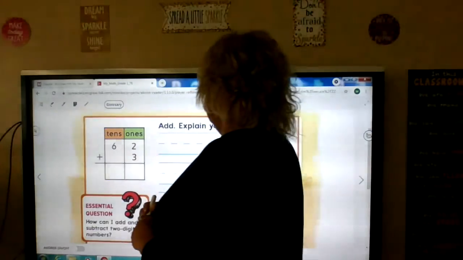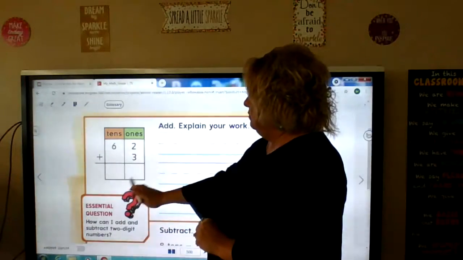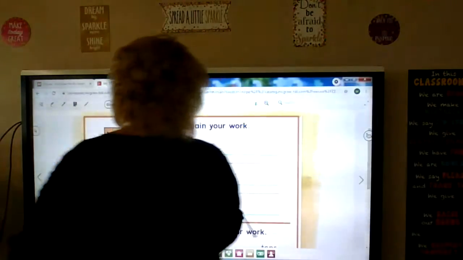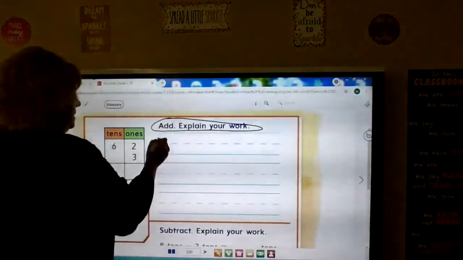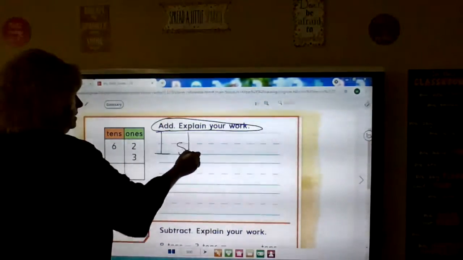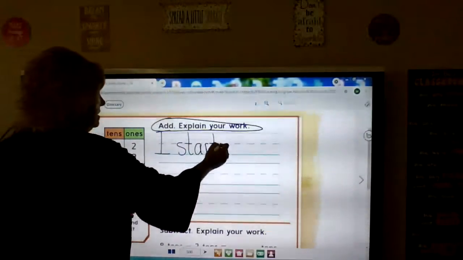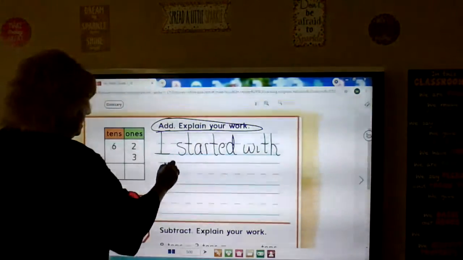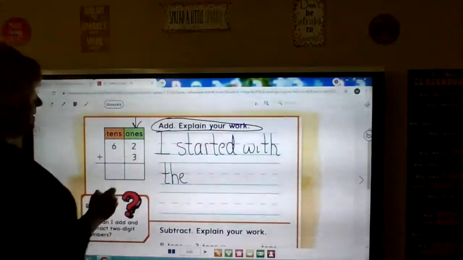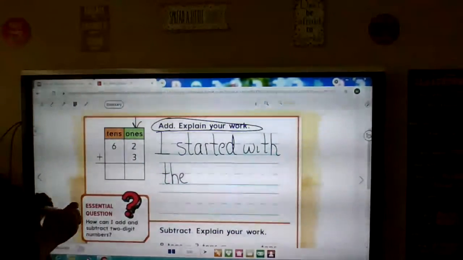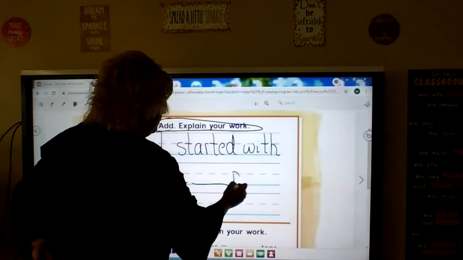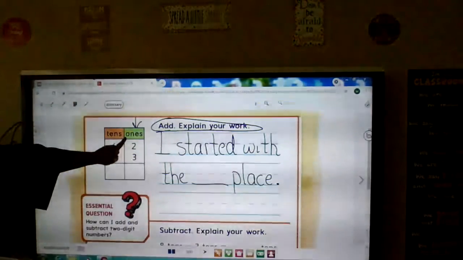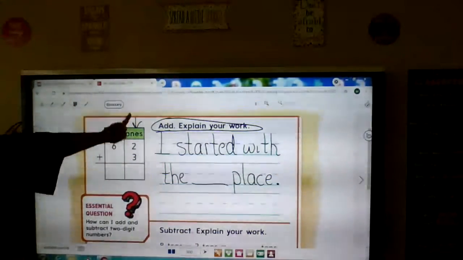Okay. We're going to do this problem. Put the answer here. Explain your work. I started with the... I drew an arrow to help you. I started with the blank place. What side do we always start with?